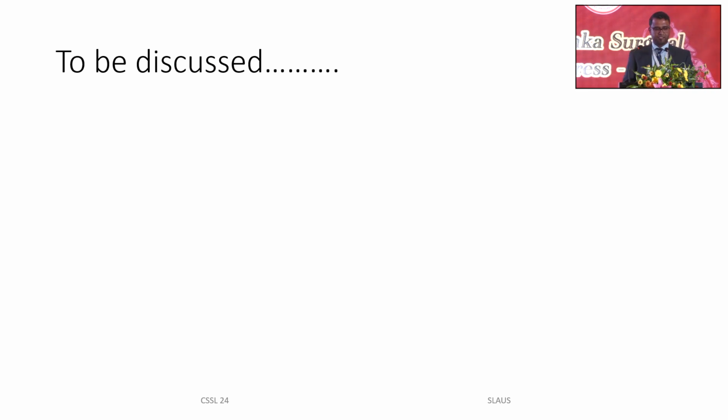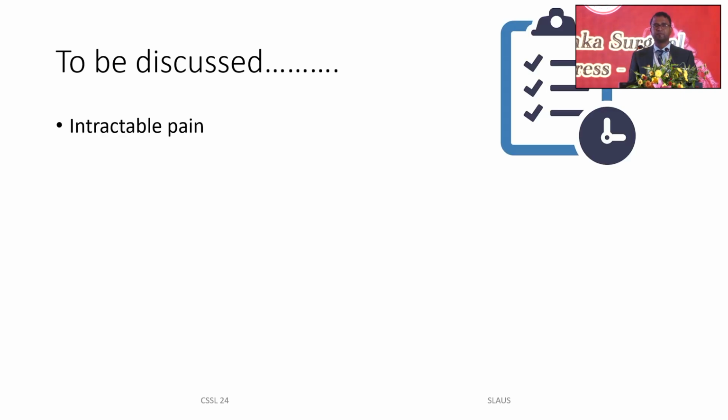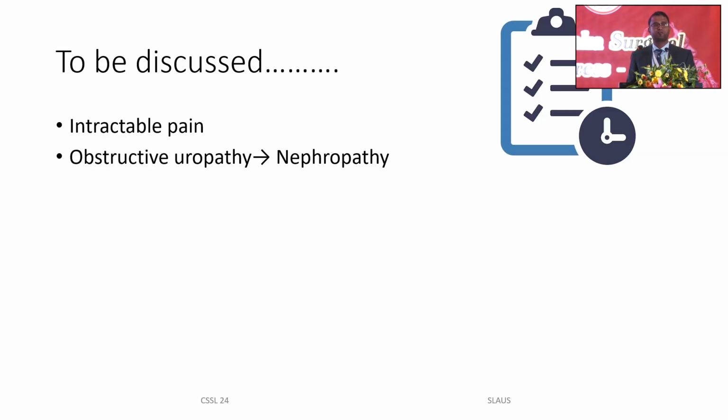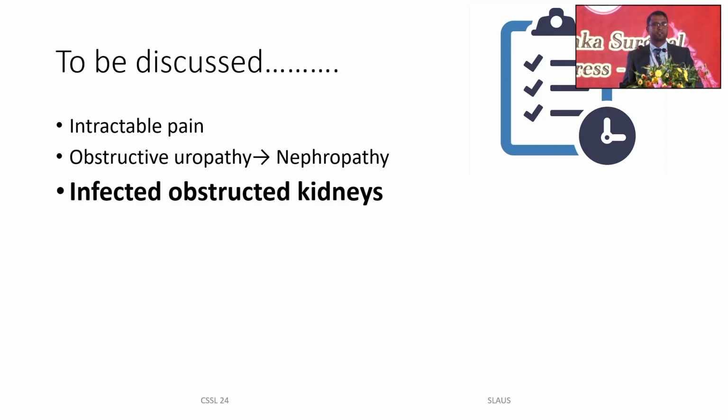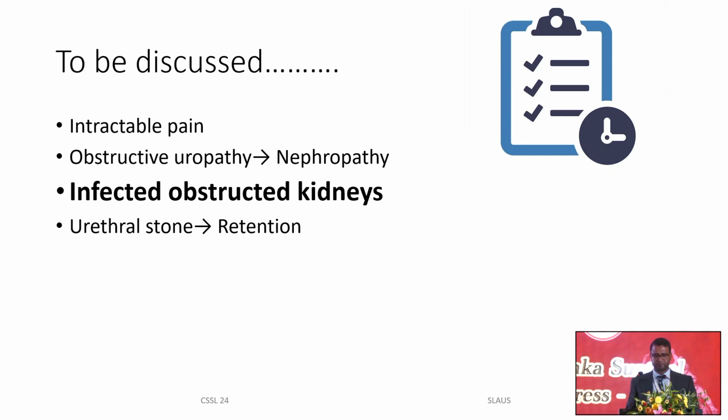We are going to discuss the emergencies in urolithiasis. Number one is intractable pain. Number two, obstructive uropathy, which is causing nephropathy. And mostly we are going to focus on infected obstructed kidneys, and then ureteric stone, which is causing acute urinary retention. As we all know, all the emergencies in urolithiasis are purely due to obstruction of the urinary flow.